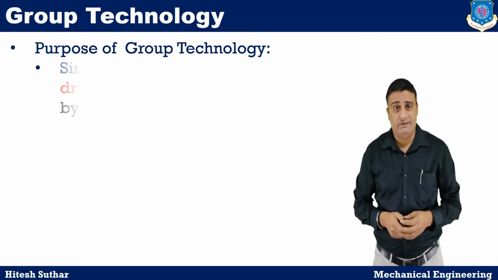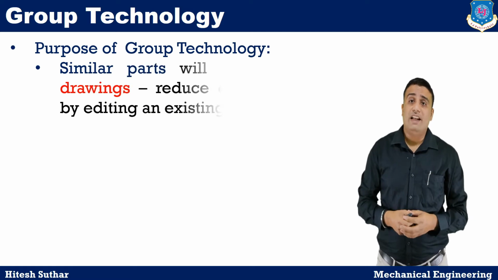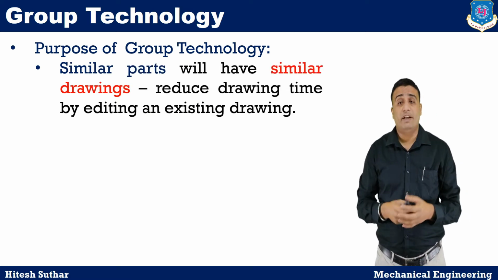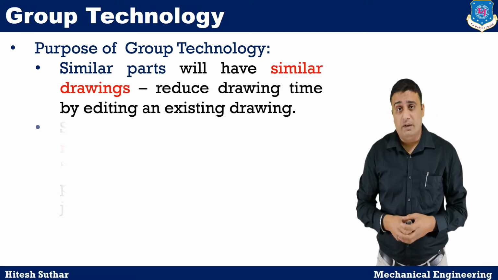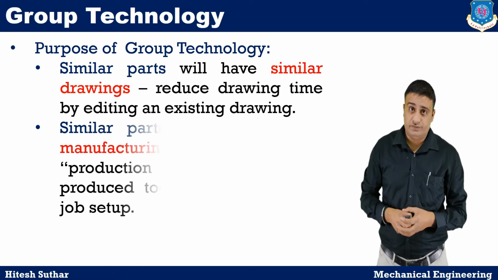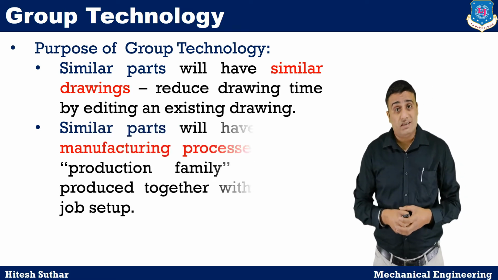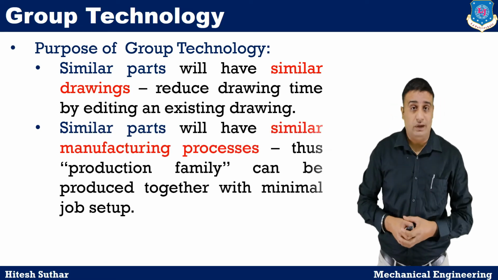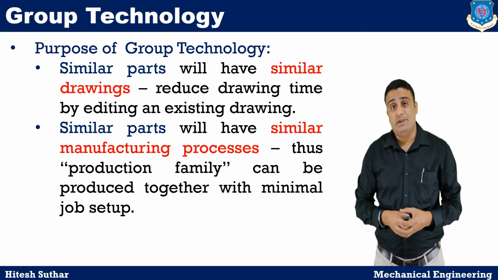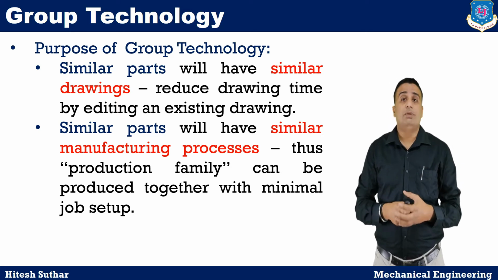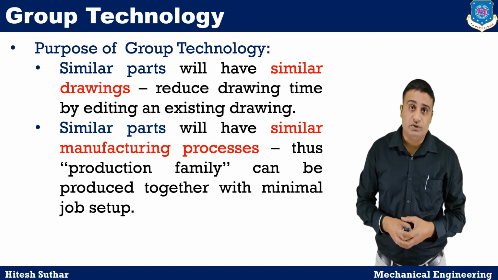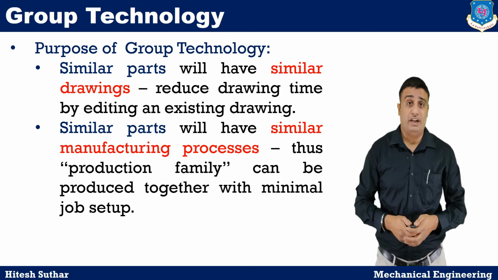As we discussed in the definition, similar parts will have similar drawings, so it may reduce the drawing time by editing an existing drawing. Second, similar parts will have similar manufacturing processes also, so a production family can be produced together with minimum job setup time. So this is the purpose of group technology.